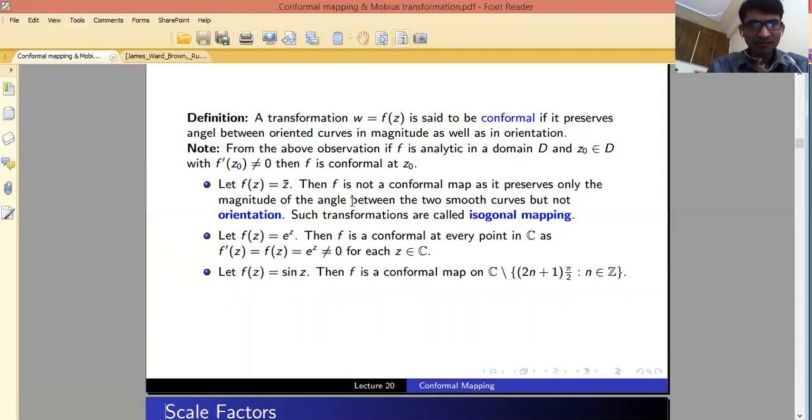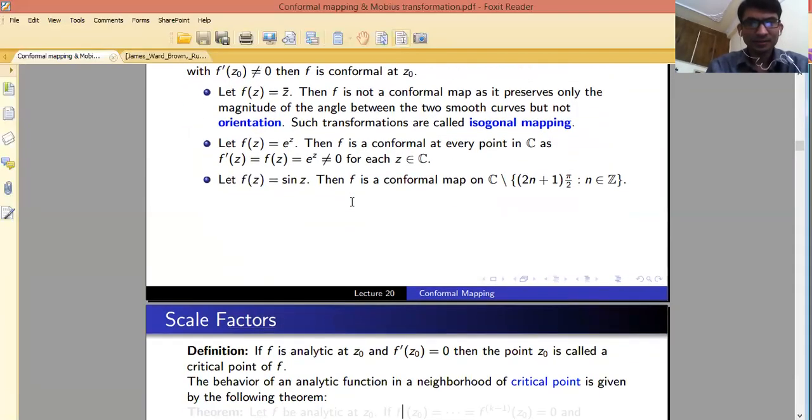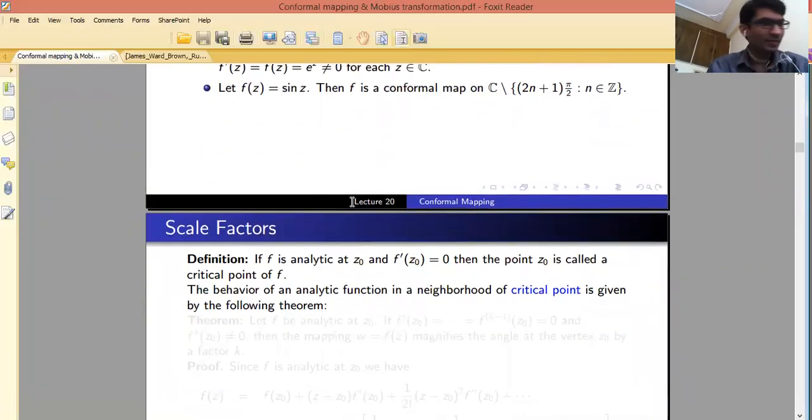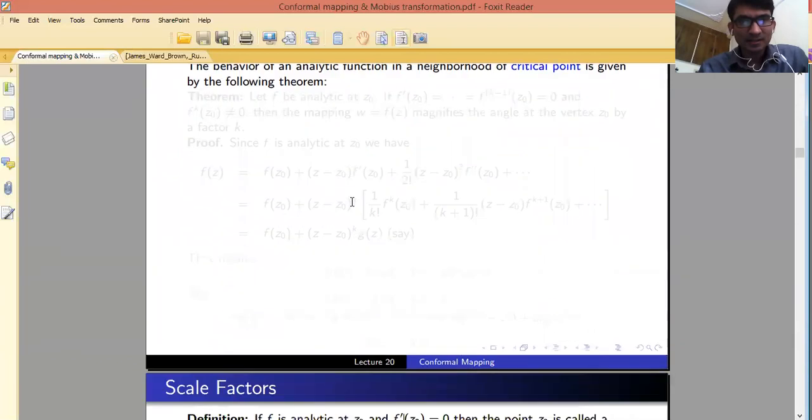Next, if we take the function f of z equals sin z, this is a conformal map except at (2n plus 1) pi by 2. And what is the scale factor? If f is analytic at z naught and f dash z naught equals 0, then the point z naught is called a critical point of f, and the behavior of the analytic function in a neighborhood of a critical point is given by the following theorem. It is the scale factor.